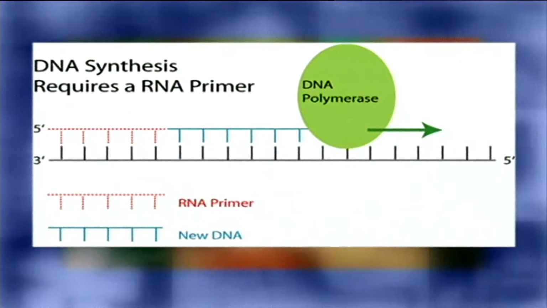RNA primers and their role in DNA replication. DNA polymerase enzymes can initiate DNA synthesis only if there is an RNA primer. This primer is a short piece of RNA, that is an oligonucleotide, onto which deoxyribonucleotides are added. It is synthesized first at the 5' end and serves as a primer for DNA synthesis.